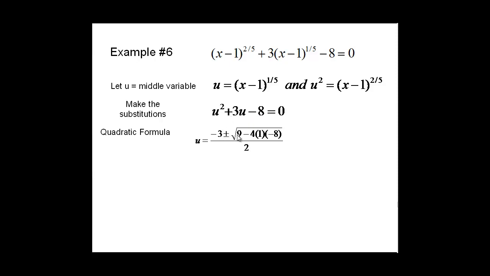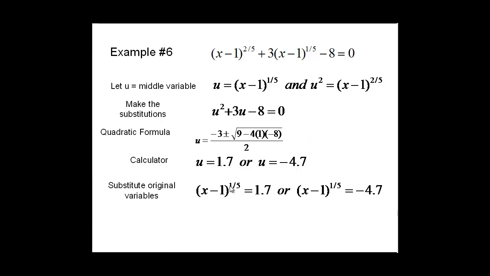Negative 3 plus or minus the square root of 3 squared, which is 9, minus 4 times 1 times negative 8, over 2. Okay, that should be negative. If you take your calculator, that gives you 1.7 or negative 4.7. And then if we go back, x minus 1 to the 1/5 is 1.7. X minus 1 to the 1/5 is negative 4.7.